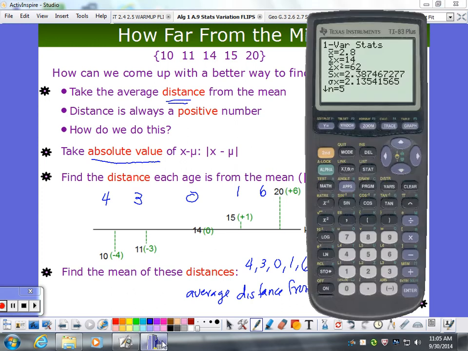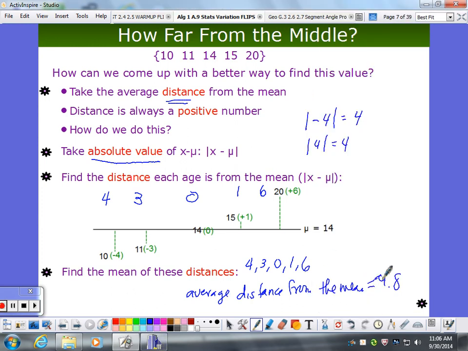2.8, did I do the right thing? Oh, it's 2.8, you're right, sorry, thank you. It's 2.8. So what does that tell us? It's saying, see these ages? On average, these children are 2.8 from the mean. They're 2.8 from the mean. Yeah?